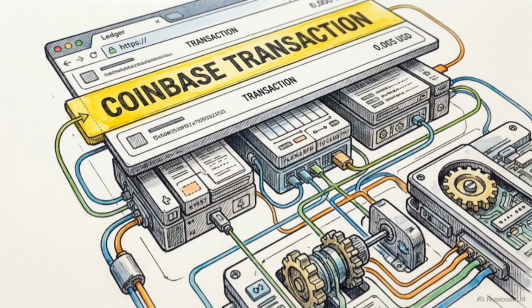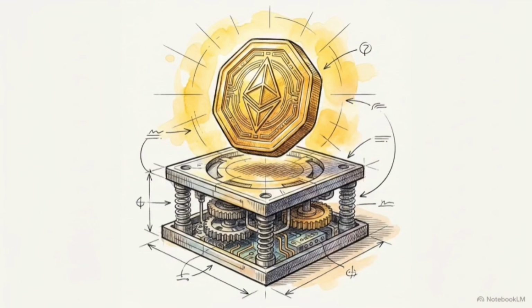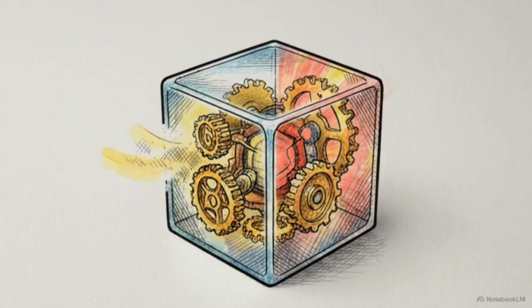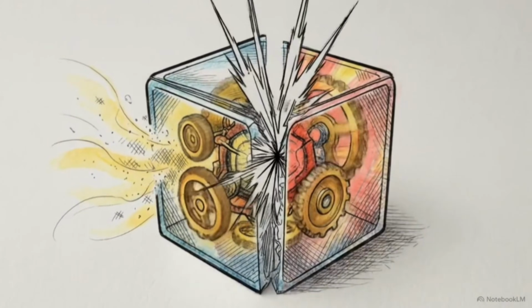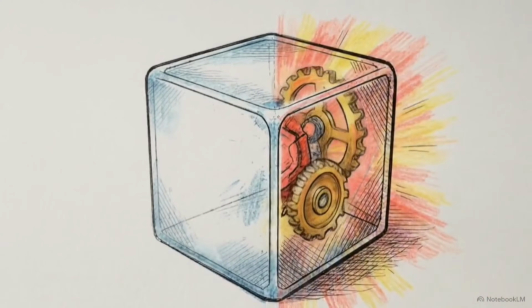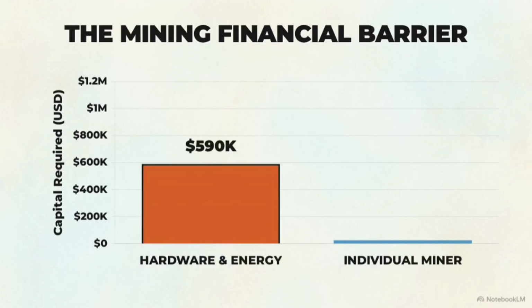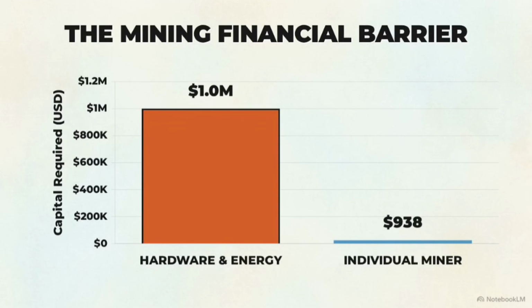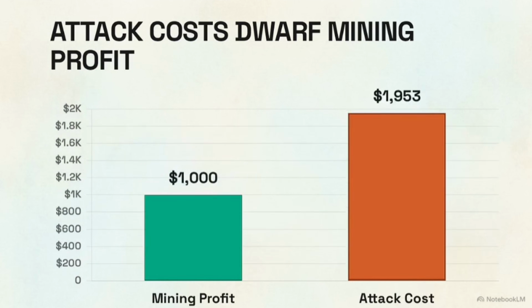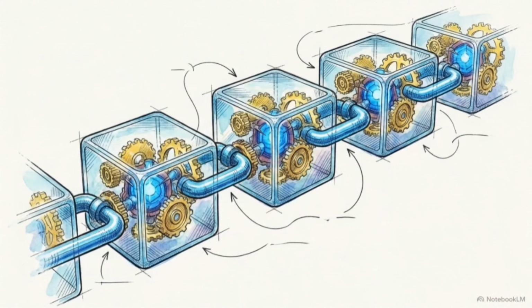Miners invest in this hardware for the rewards, the block reward of newly minted coins and the sum of all transaction fees. In the Bitcoin network, this block reward is cut in half every 210,000 blocks in an event known as the halving. This immense expenditure of energy and capital creates a financial barrier. By making it more profitable to earn rewards than to attempt an attack, the protocol aligns individual economic interest with the security of the shared ledger.